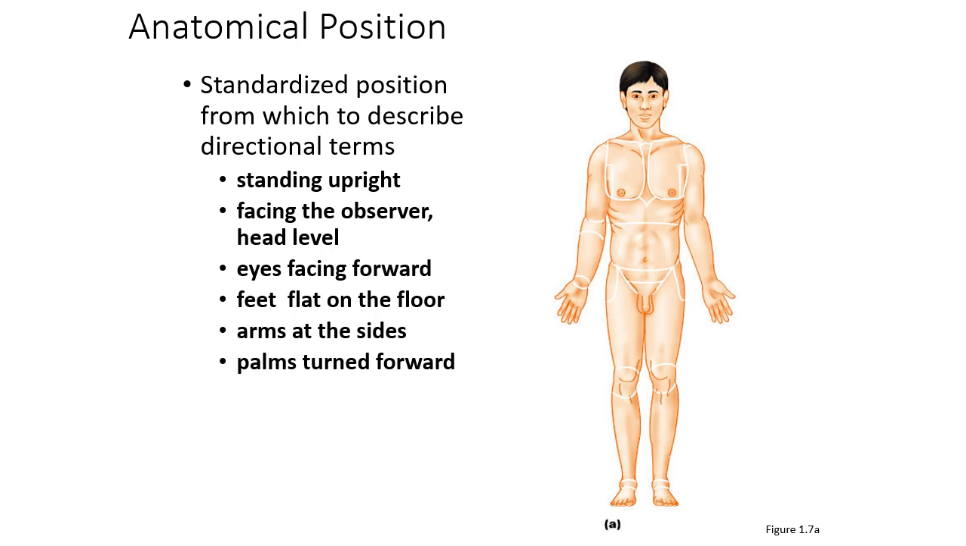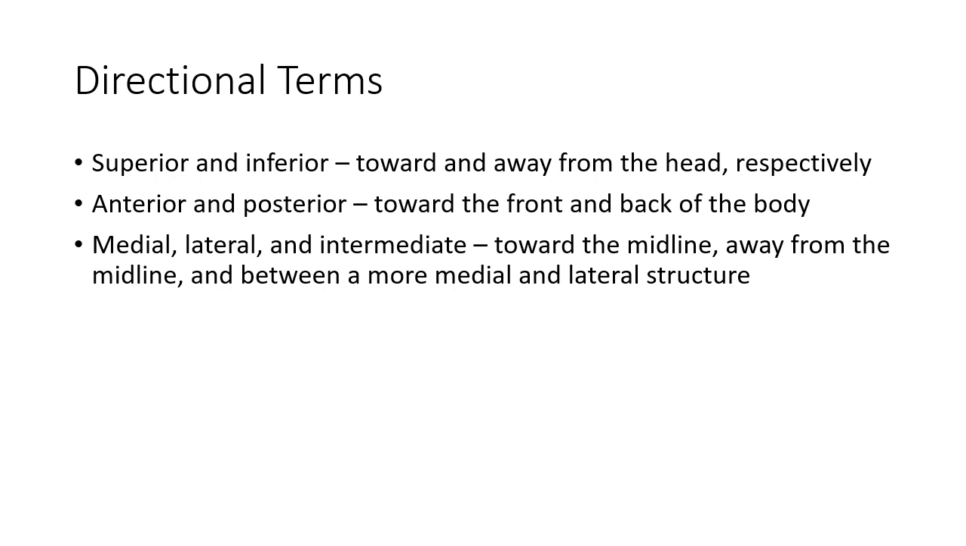No matter what structure we talk about, we're always going to be talking about it in relationship to this particular position. So when we start to talk about things in relationship to one another, we can talk about things whether they are superior or inferior to one another. Superior is at the top of the head, inferior is at the bottom of the feet. And so things can be superior and inferior to one another. Your mouth is inferior to your nose, but your nose is superior to your mouth.